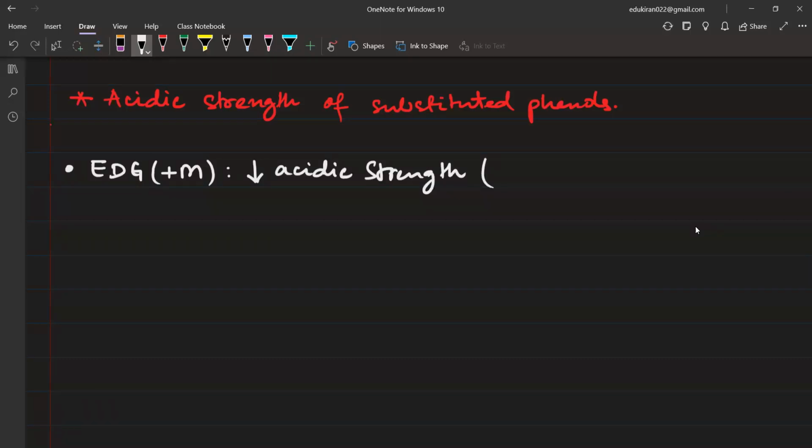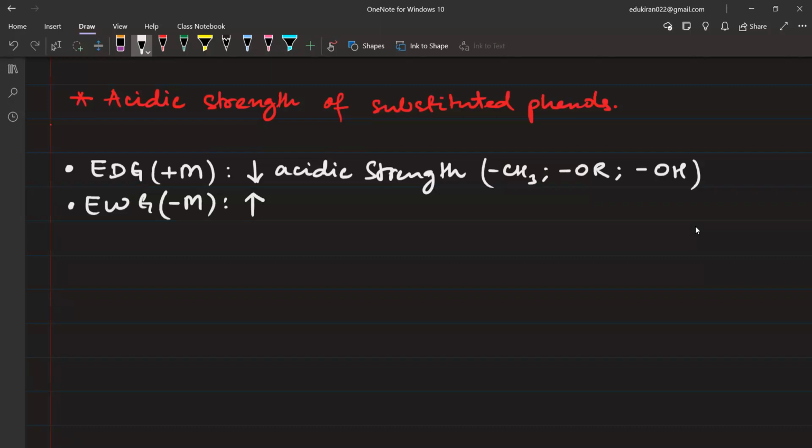For example, these are CH3, OCH3 or OR, anything like that. And if you have any other OH group, all of these are plus M groups, electron donating groups. Then you have electron withdrawing groups. We need to stabilize the phenoxide ion, which is negatively charged. A minus M group is best because minus M groups take the electron away from the oxygen atom. They are electron withdrawing groups, so they take the negative charge and increase the acidic strength, making the phenoxide ion more stable.